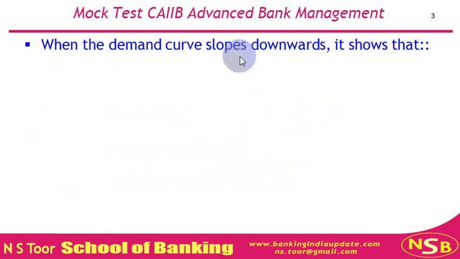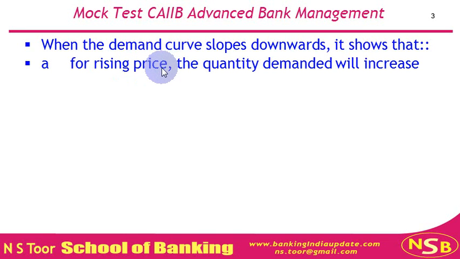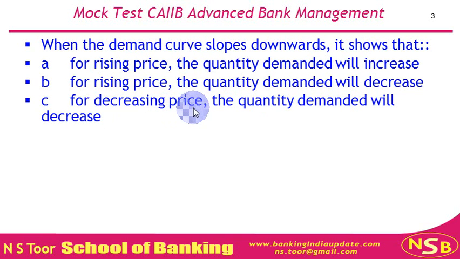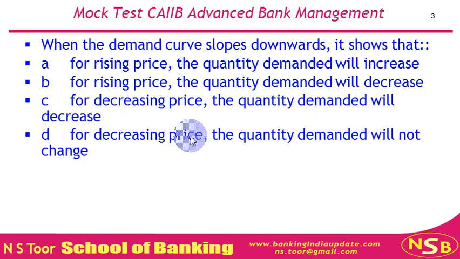When the demand curve slopes downwards, it can slope upward also, it can slope downward also. When it slopes downward, what does it show? Let us see the options. A. For rising price, the quantity demanded will increase. B. For rising price, the quantity demanded will decrease. C. For decreasing price, the quantity demanded will decrease. D. For decreasing price, the quantity demanded will not change.